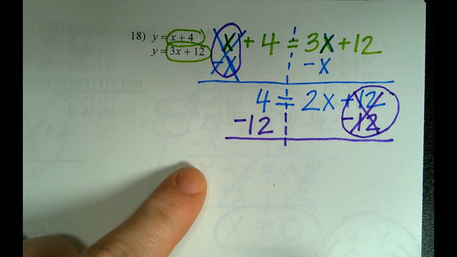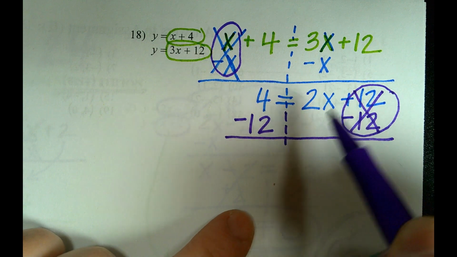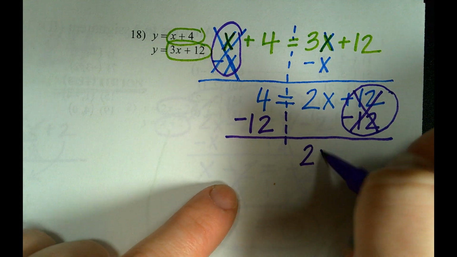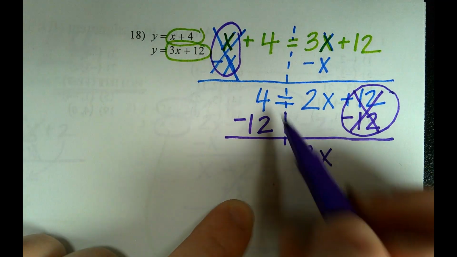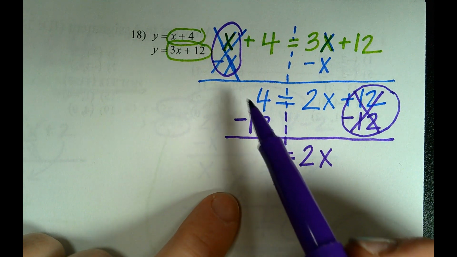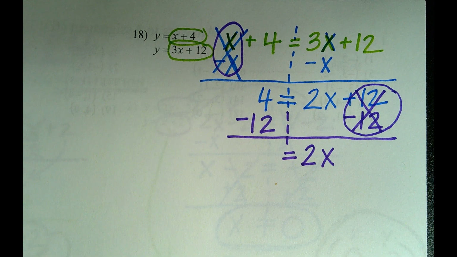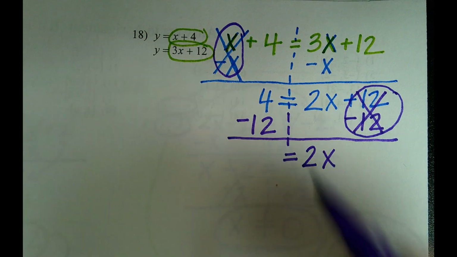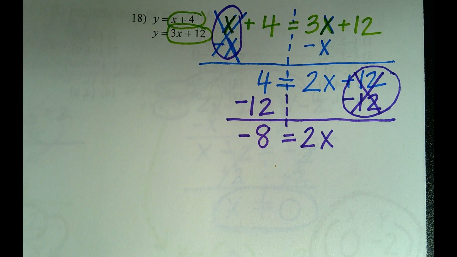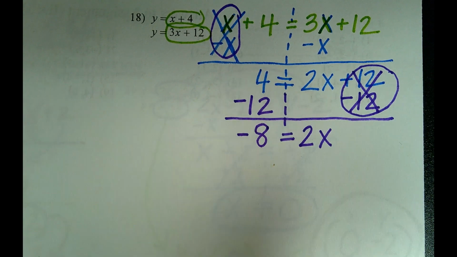And now let's start bringing everything down. On my right side of the equation, all that's left is 2 times x. I'm going to bring that down. I'm going to bring down my equal sign. And on the left side, I have 4 minus 12. What is 4 minus 12? Negative 8. So now I have negative 8 equals 2 times x.